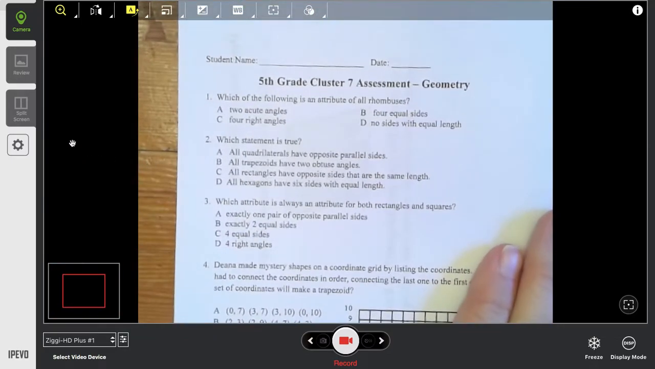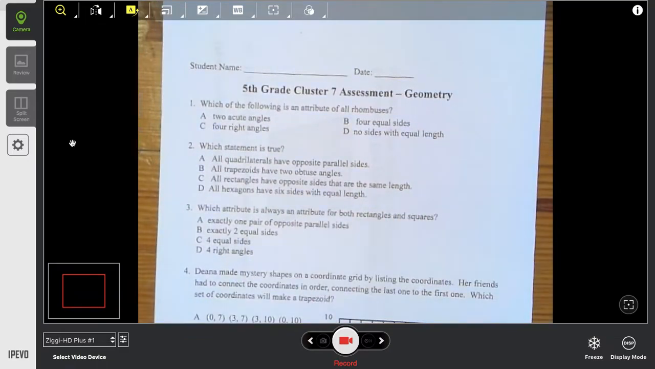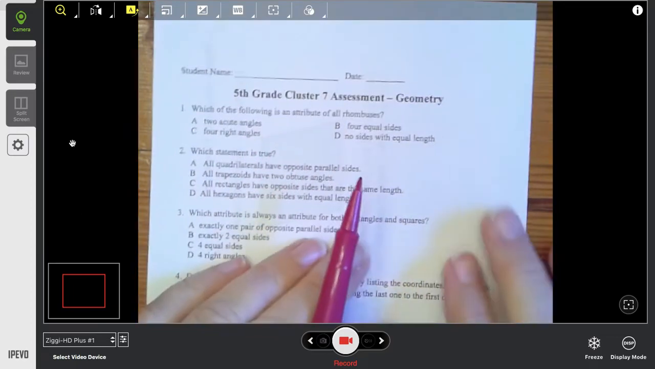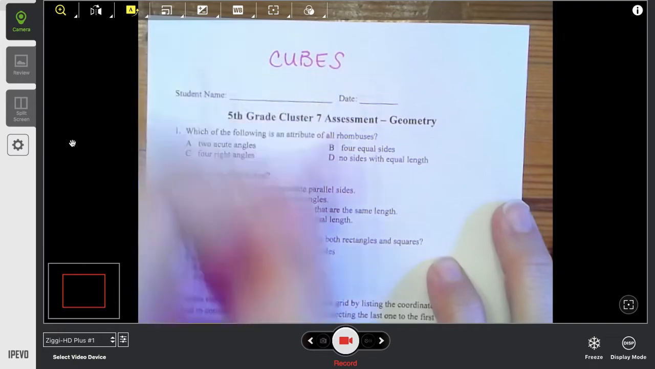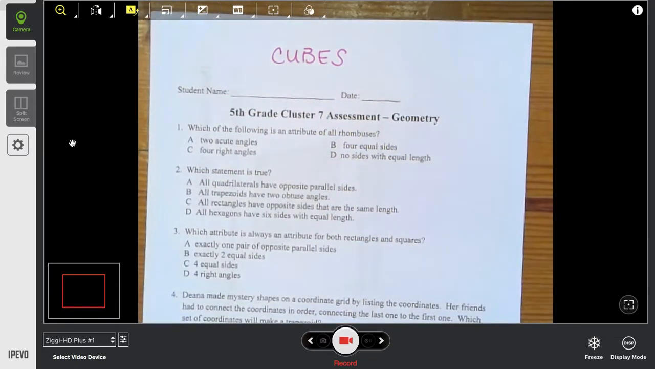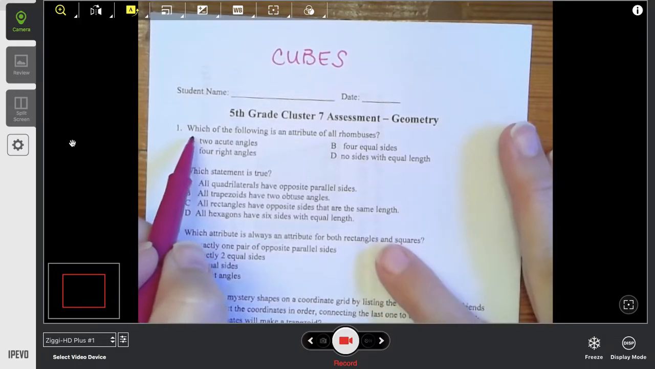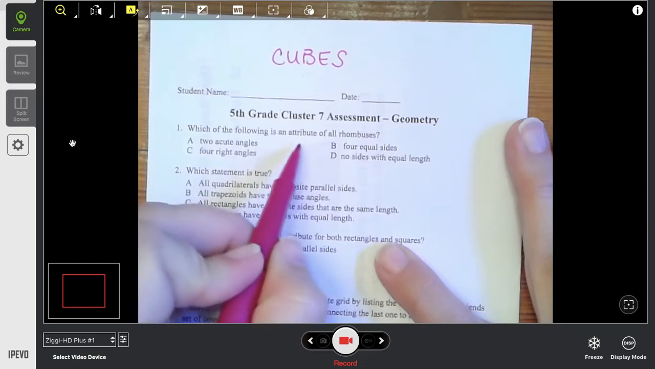A lot of times with these geometry questions, you just have to reason them through and eliminate choices that don't make any sense. So we're going to try to do that together. Okay, let's try number 1. Which of the following is an attribute of all rhombuses? I'm still going to use the CUBE strategy always when I'm doing word problems and they're asking me questions. Even if there are no numbers, we're still going to use this strategy to tear apart the question. Okay, so which of the following is an attribute of all rhombuses?